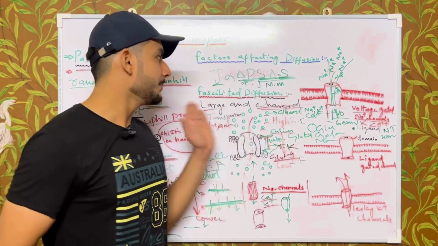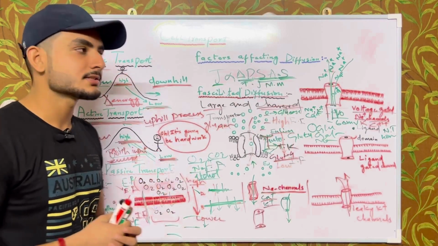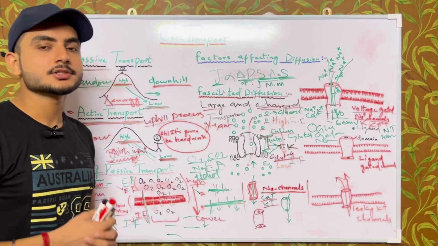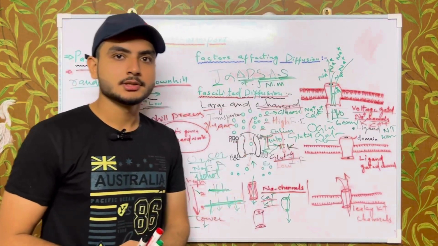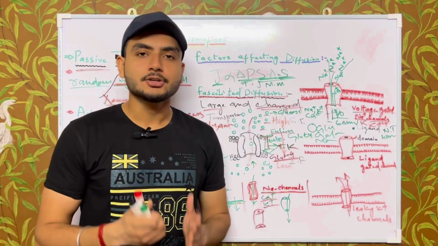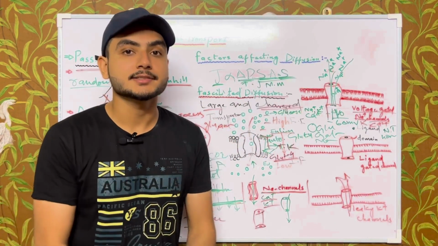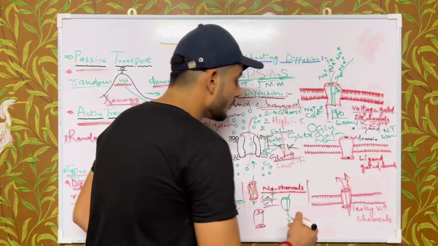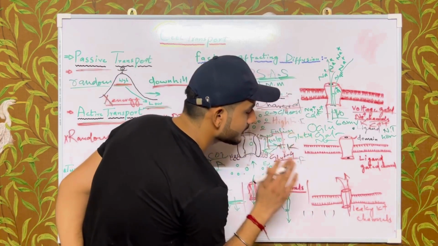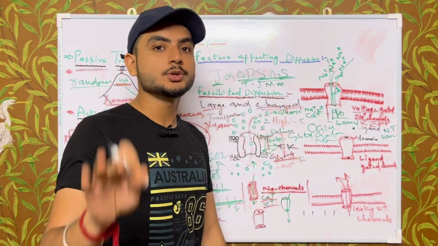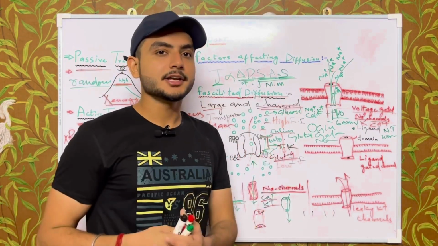We studied in simple diffusion that with elevation of concentration of diffusing substances, the rate of diffusion increases proportionately. But this is not true with facilitated diffusion. With the increase in concentration, the rate of facilitated diffusion also increases till the point where maximum rate is achieved. What happens at maximum rate? Whatever receptors, channels, and transporter proteins are present within the membrane are now saturated with the diffusing substances. So there won't be a further increase in the rate in this case.